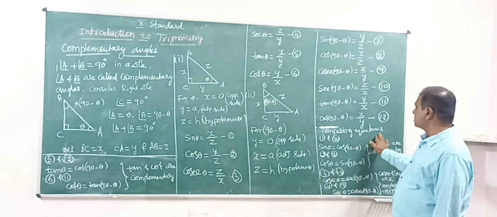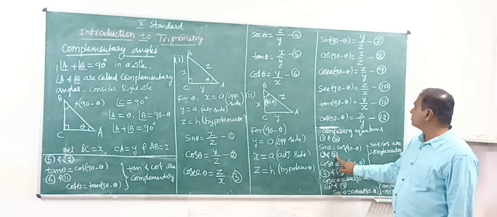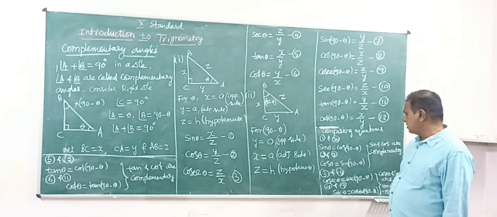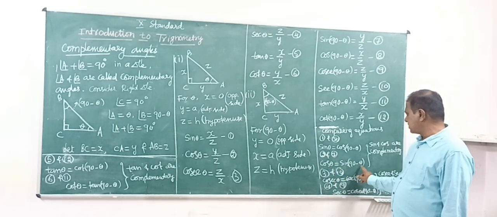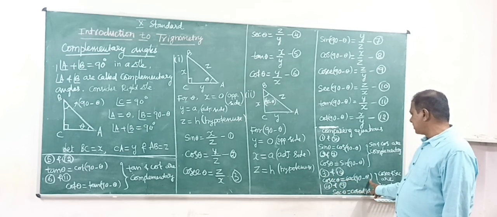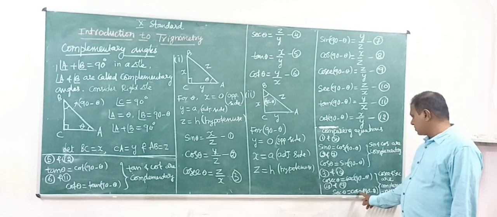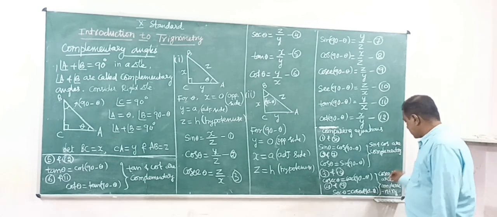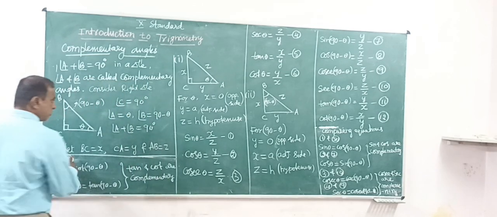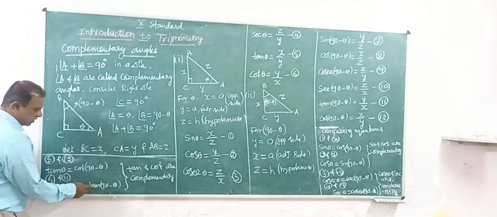On comparing equations 1 and 8, we get sin theta equals cos of 90 minus theta. From equations 2 and 7, cos theta equals sin of 90 minus theta. Comparing equations 3 and 10, cosecant theta equals secant of 90 minus theta. On comparing equations 4 and 9, secant theta is equal to cosecant of 90 minus theta. And finally, comparing equations 5 and 12, we get tan theta equals cot of 90 minus theta. And from equations 6 and 11, cot theta is equal to tan of 90 minus theta.